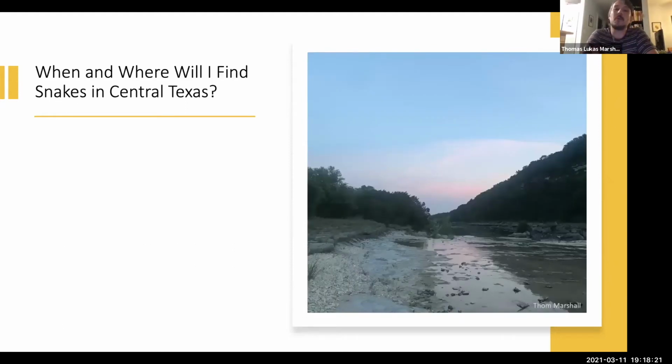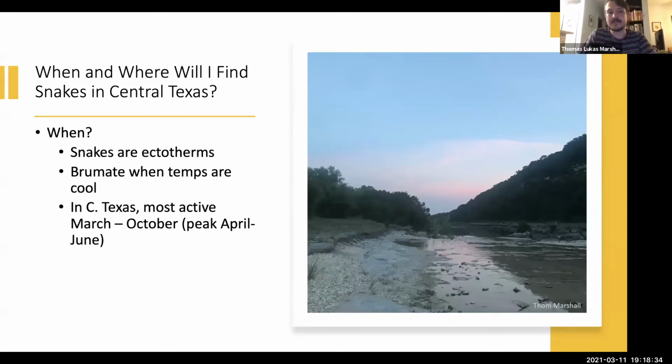So what a lot of people wonder is when and where they'll most likely find snakes, and where will we find snakes here in Central Texas? And to answer that, we can first start with the when question. It's helpful to understand a little more about the physiology of snakes and the fact that, like most reptiles, except for birds, they're ectotherms. That means that snakes, instead of regulating their own body temperature like we do, absorb heat from their surroundings, from their environment, and they are essentially the temperature of their ambient surroundings.